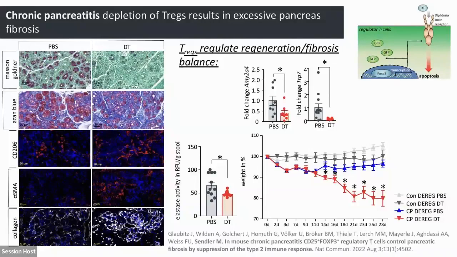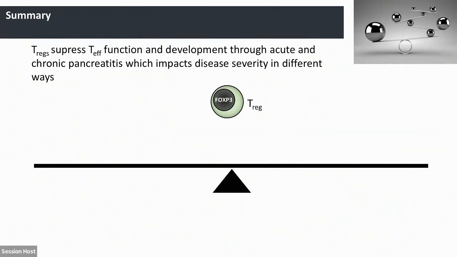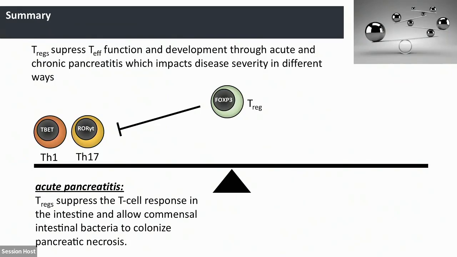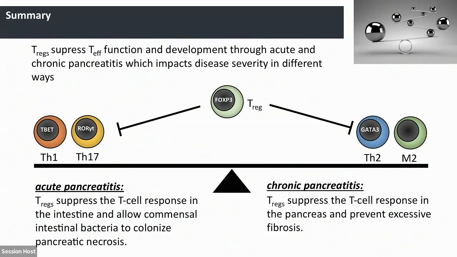To summarize now the role of regulatory T cells in acute and chronic pancreatitis, I can say regulatory T cells suppress Th17 function in the development of acute as well as chronic pancreatitis and impact disease severity in 2 different ways. On the one hand, we have a suppression of the Th17 response in the intestinal system, which allows, in the end, bacteria from the duodenum to colonize the pancreatic necrosis. And this increases the severity of pancreatitis, whereas regulatory T cells in a chronic form of pancreatitis suppress an excessive Th2/M2 activation, and this prevents excessive fibrosis.